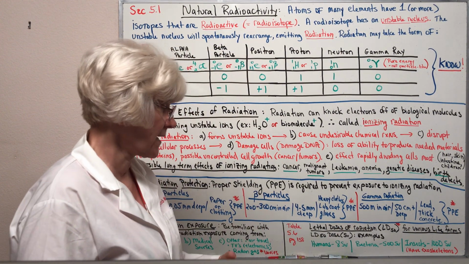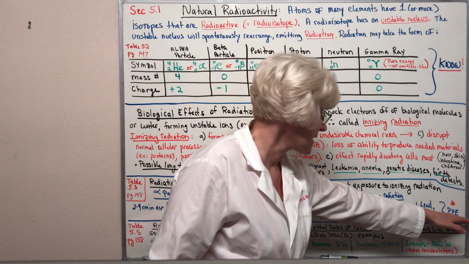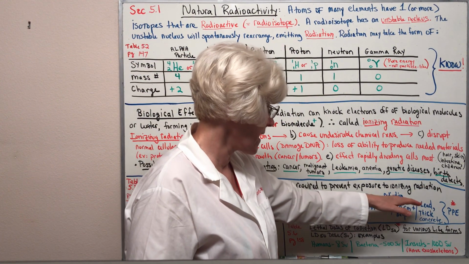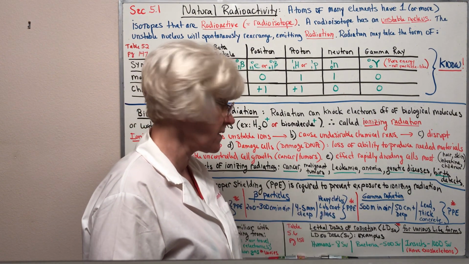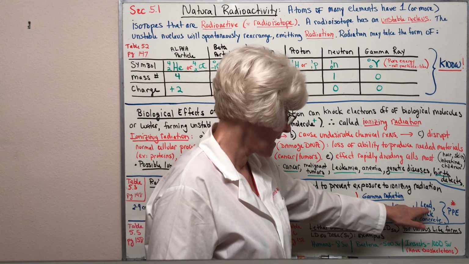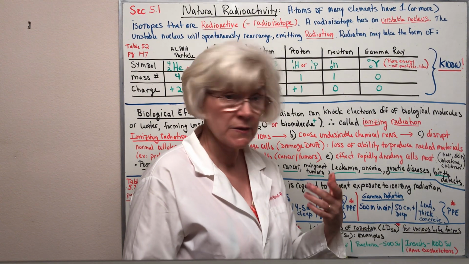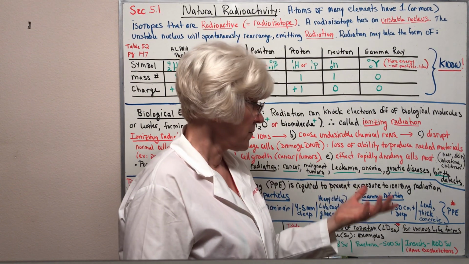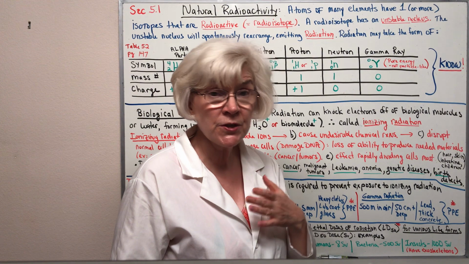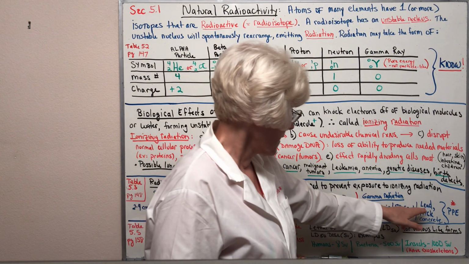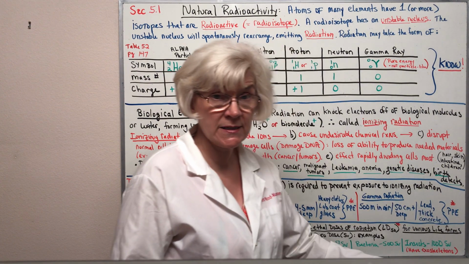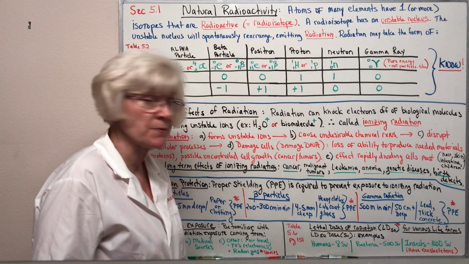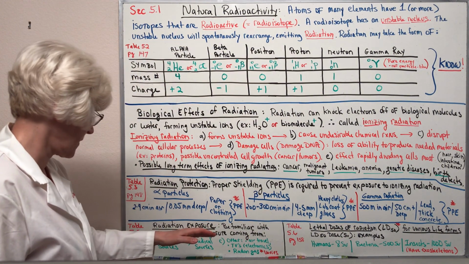What would be necessary to stop gamma radiation, which is the most penetrating of the three types we've looked at? Well, you would need to have lead, for example, a lead apron that you may have experienced placed over you for an x-ray. Lead or thick concrete would be necessary to prevent exposure to gamma radiation.